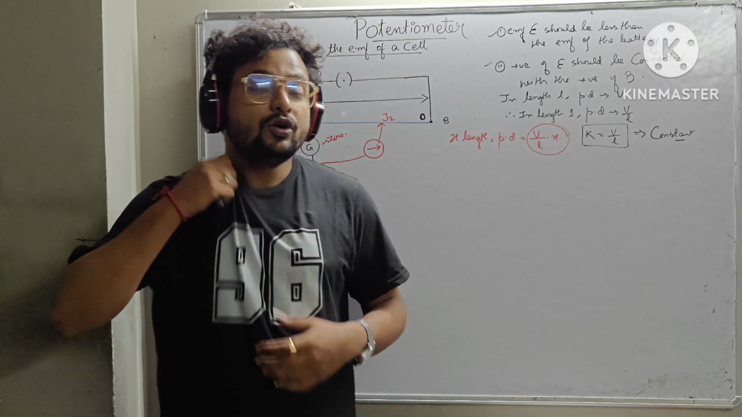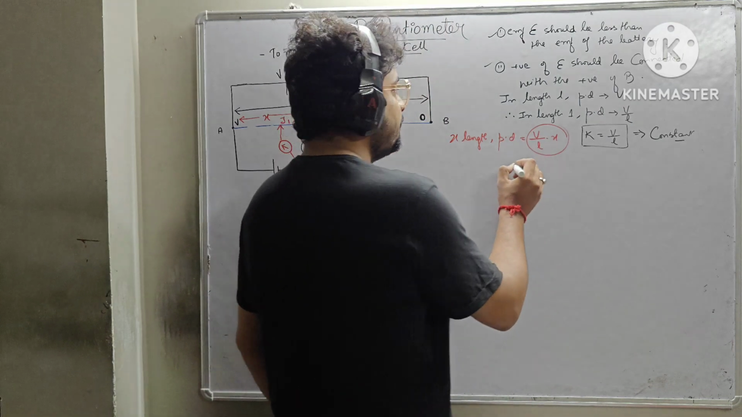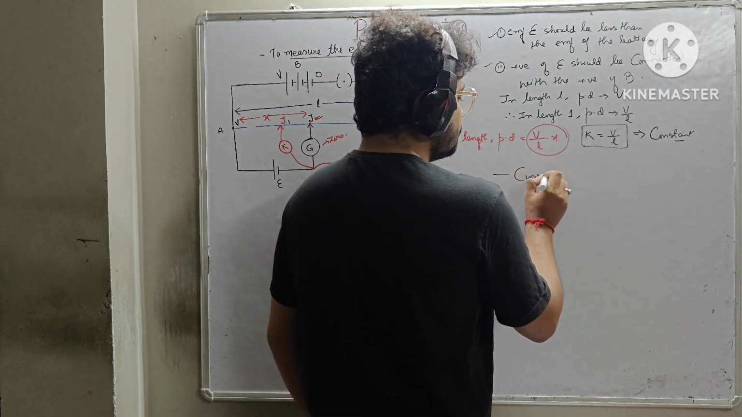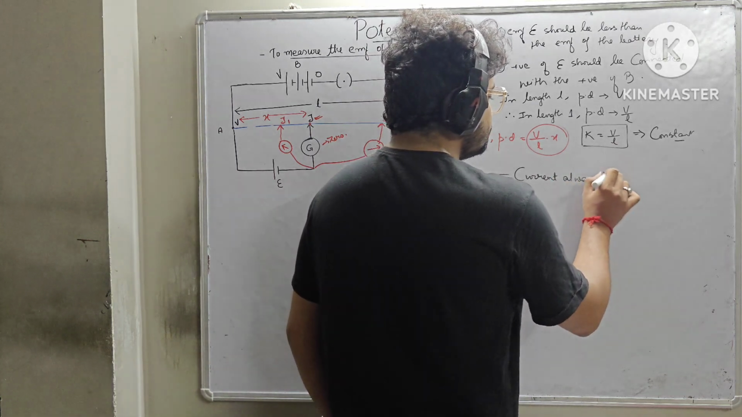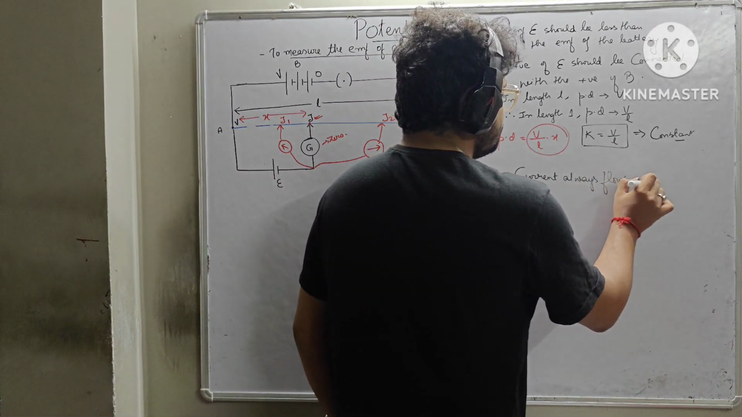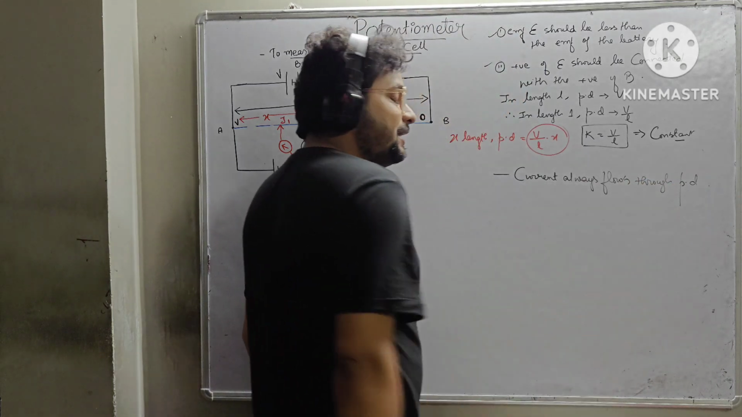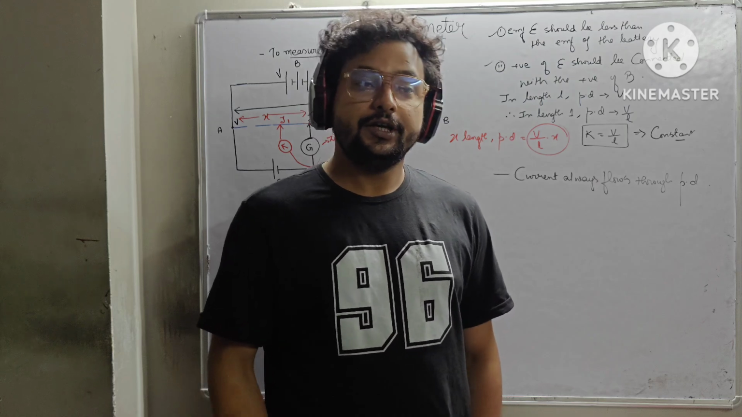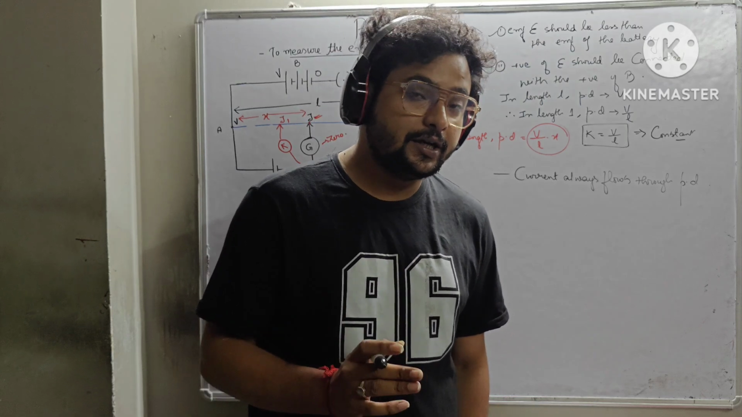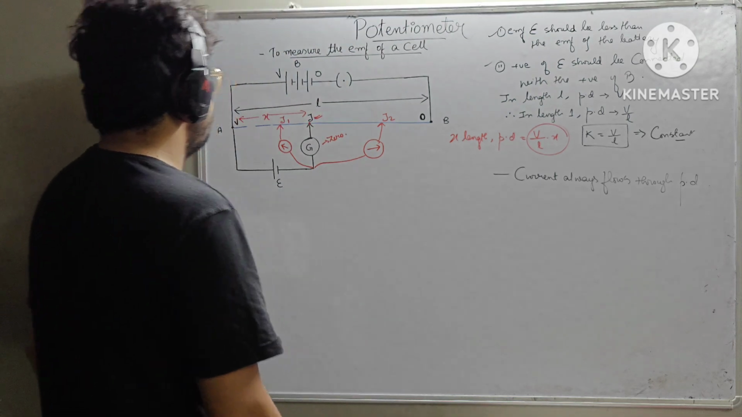Okay. See, current always flows through a potential difference. Here I am writing. Current always flows through potential difference. If there is a potential difference, then only current is going to flow. Okay, if there is a potential difference, then only current is going to flow, or else current is not going to flow. Now see what happens.